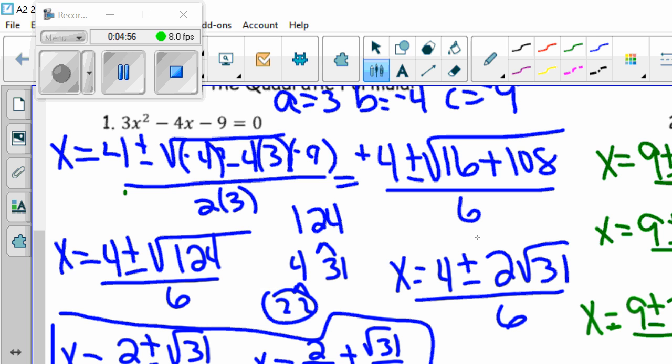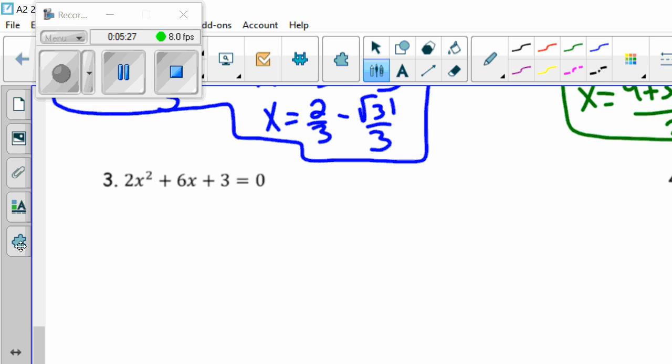I have a 9, a 3, and a 2, nothing in common, so that is my answer, or I could write this as 9 plus 3i square roots of 3 over 2. And this equals 9 minus 3i square roots of 3 over 2. Or again, I could separate those fractions and make it 9 halves plus 3i halves times the square root of 3.